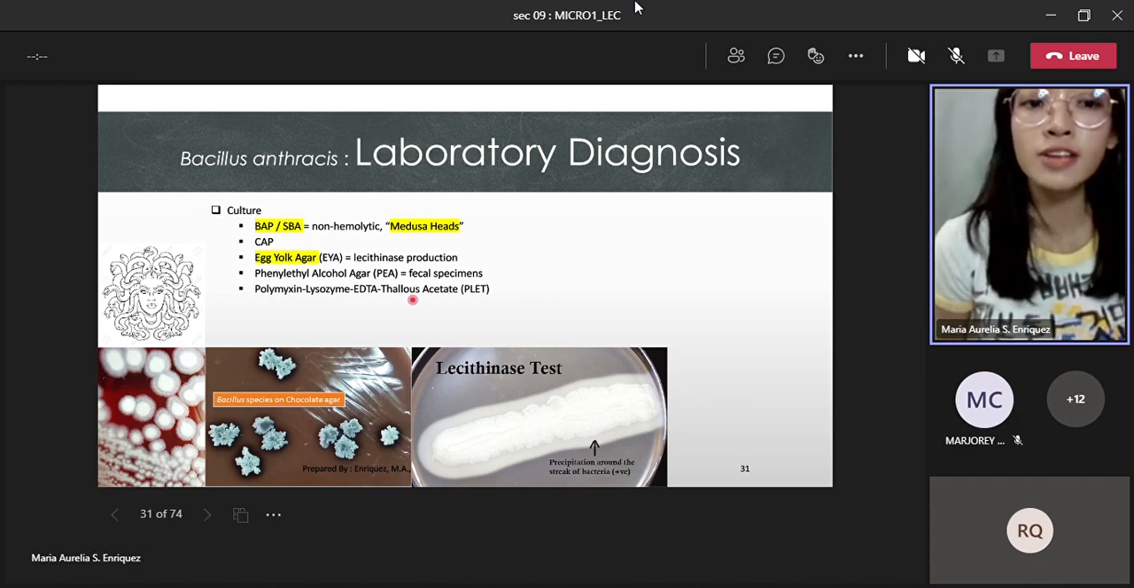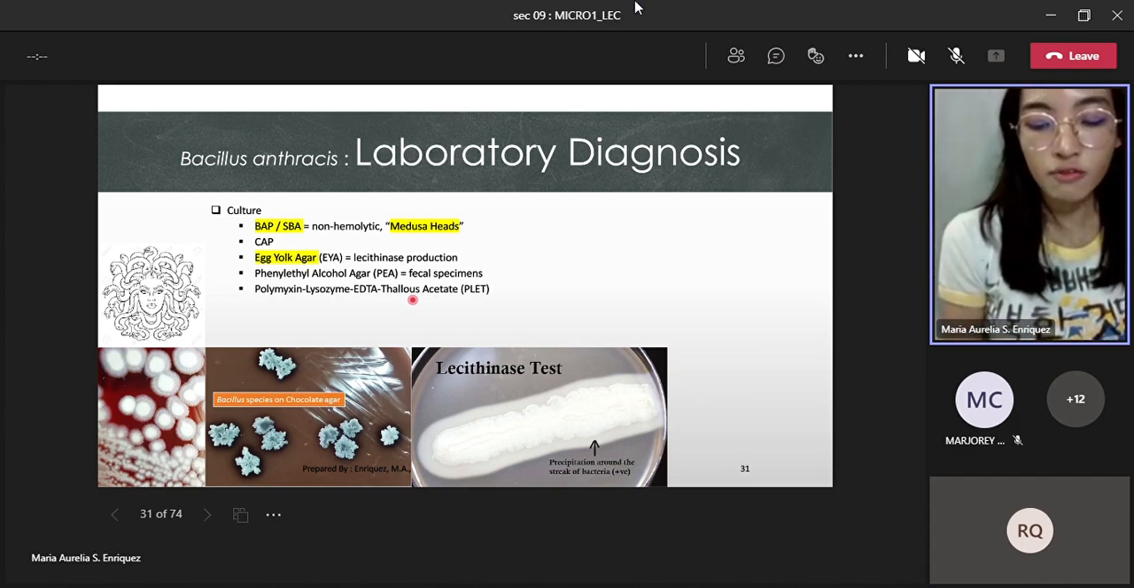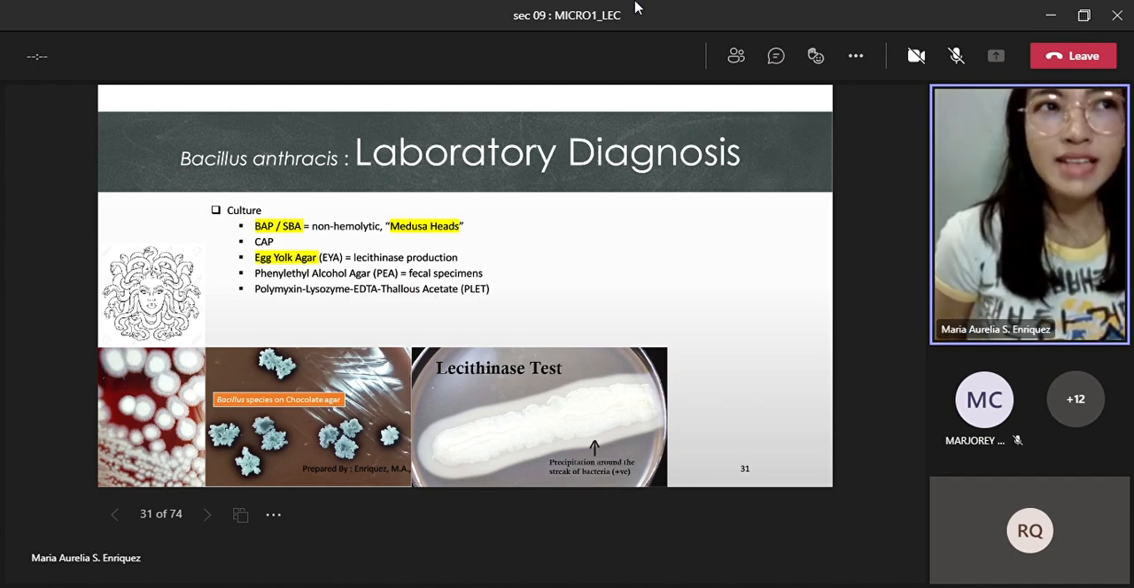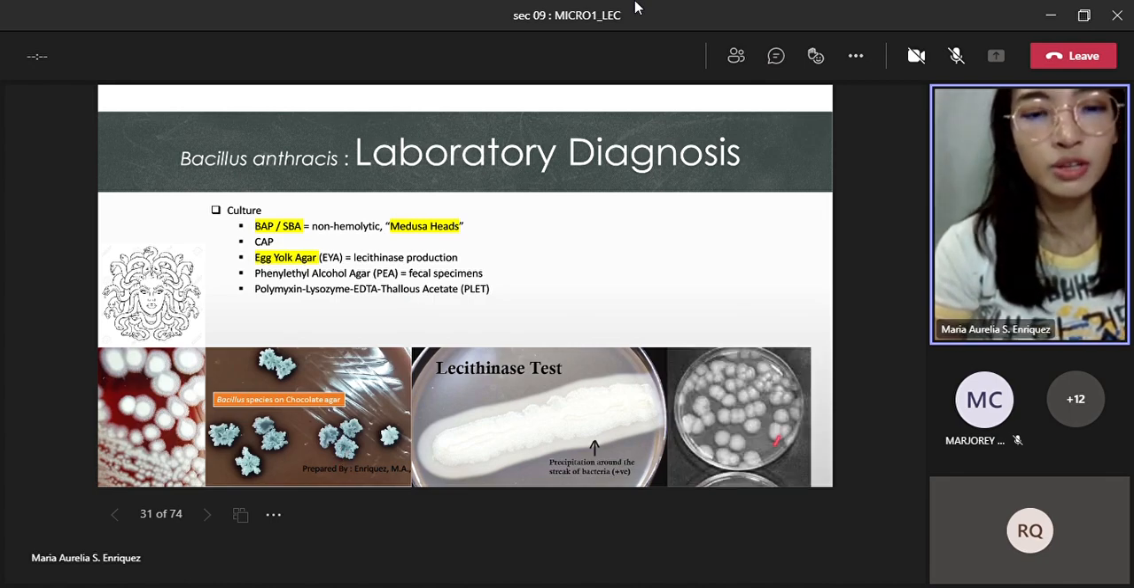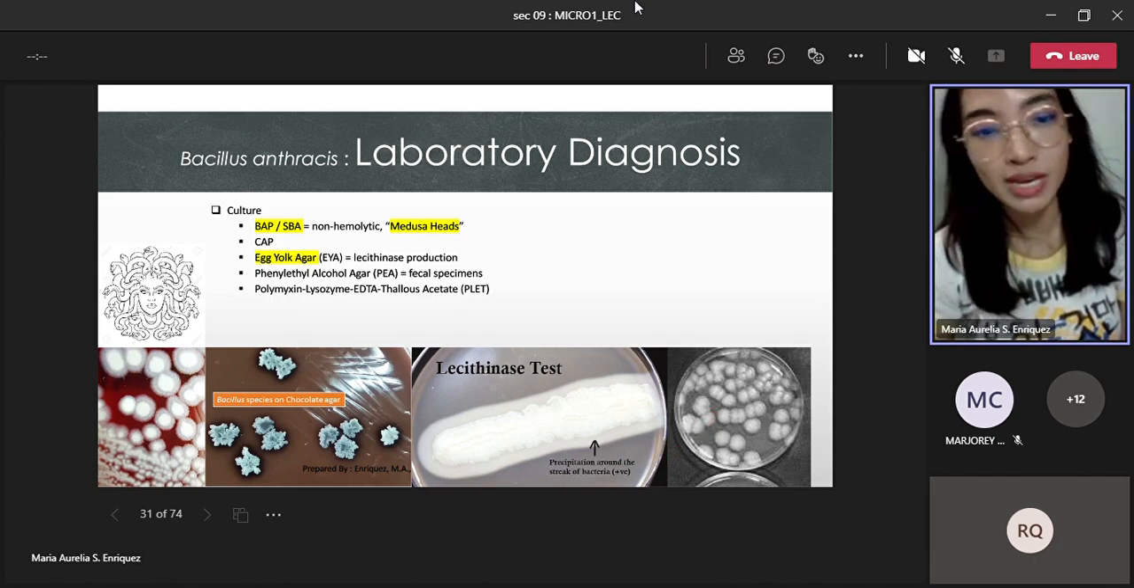used to isolate Bacillus anthracis from samples that are heavily contaminated. Okay, so ito po, this picture on the bottom right corner, yan po yung example ng Bacillus anthracis that has been grown on a PLET medium.